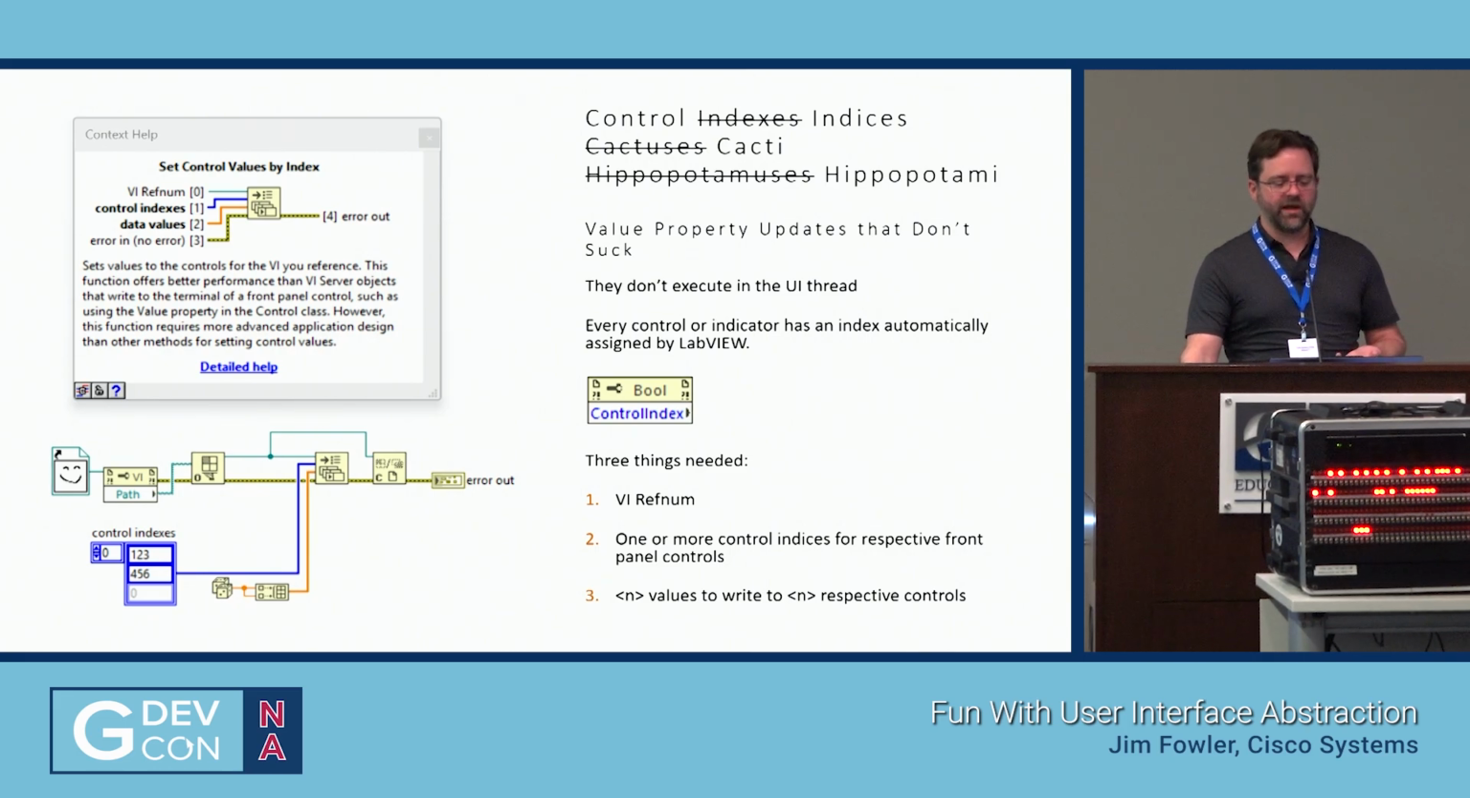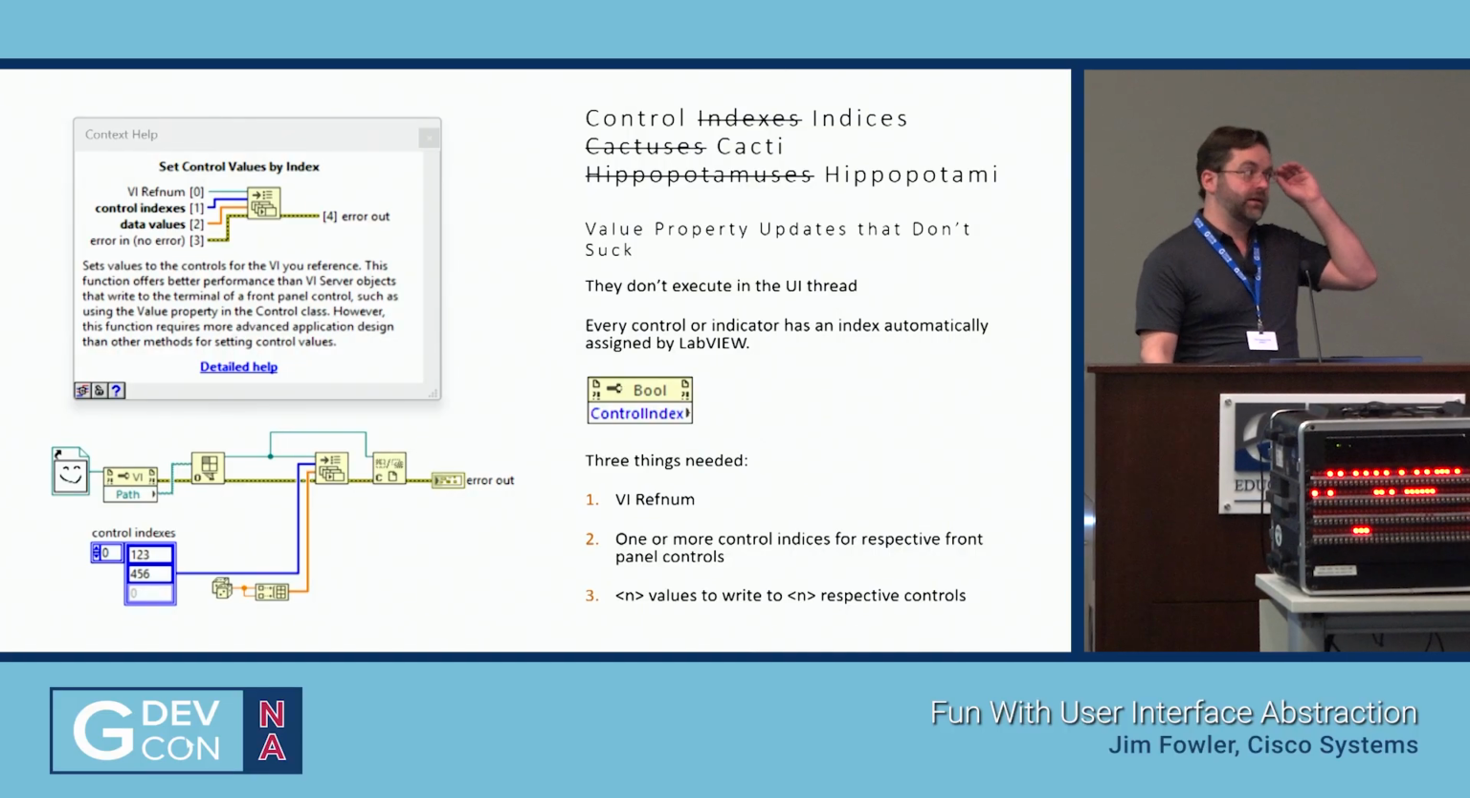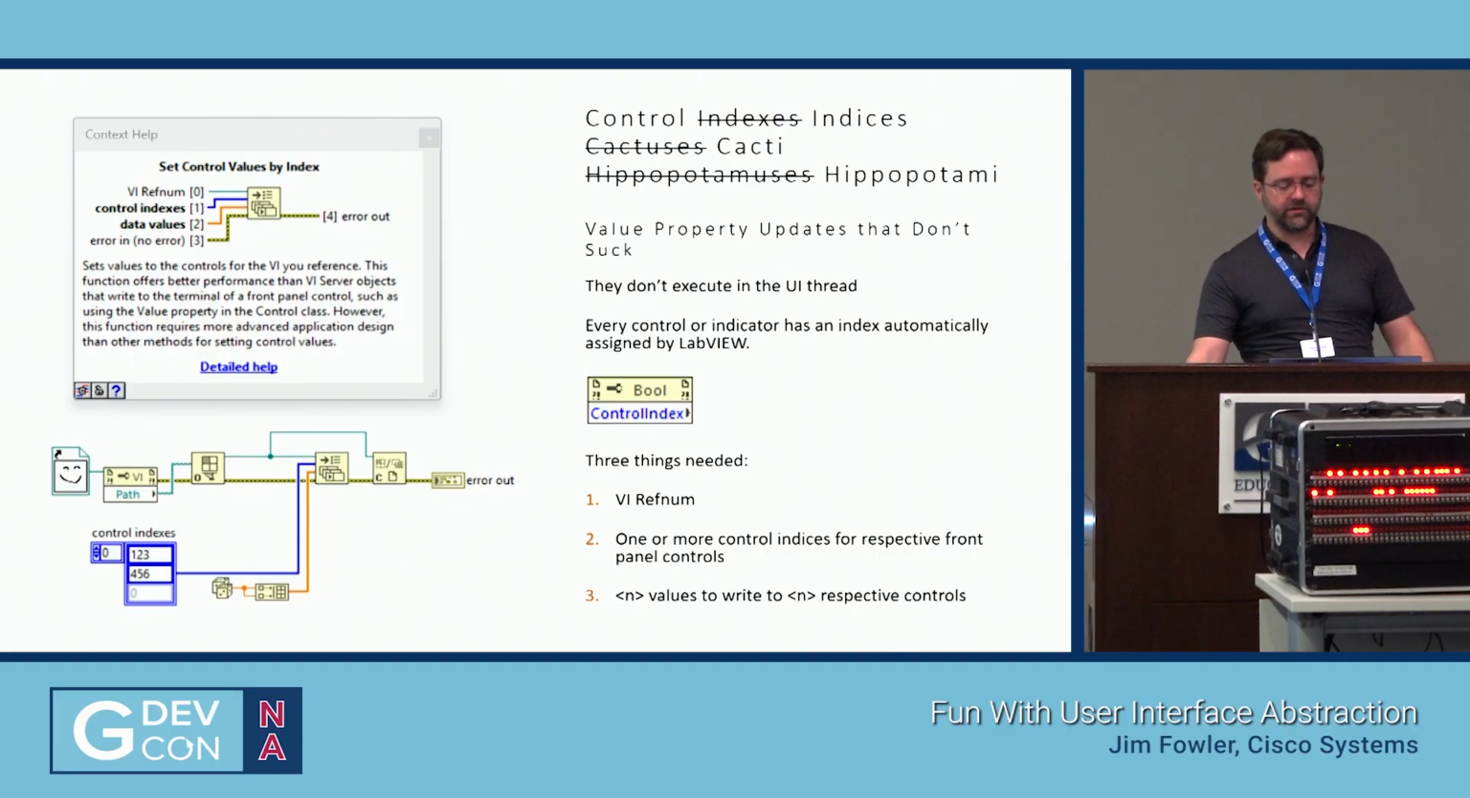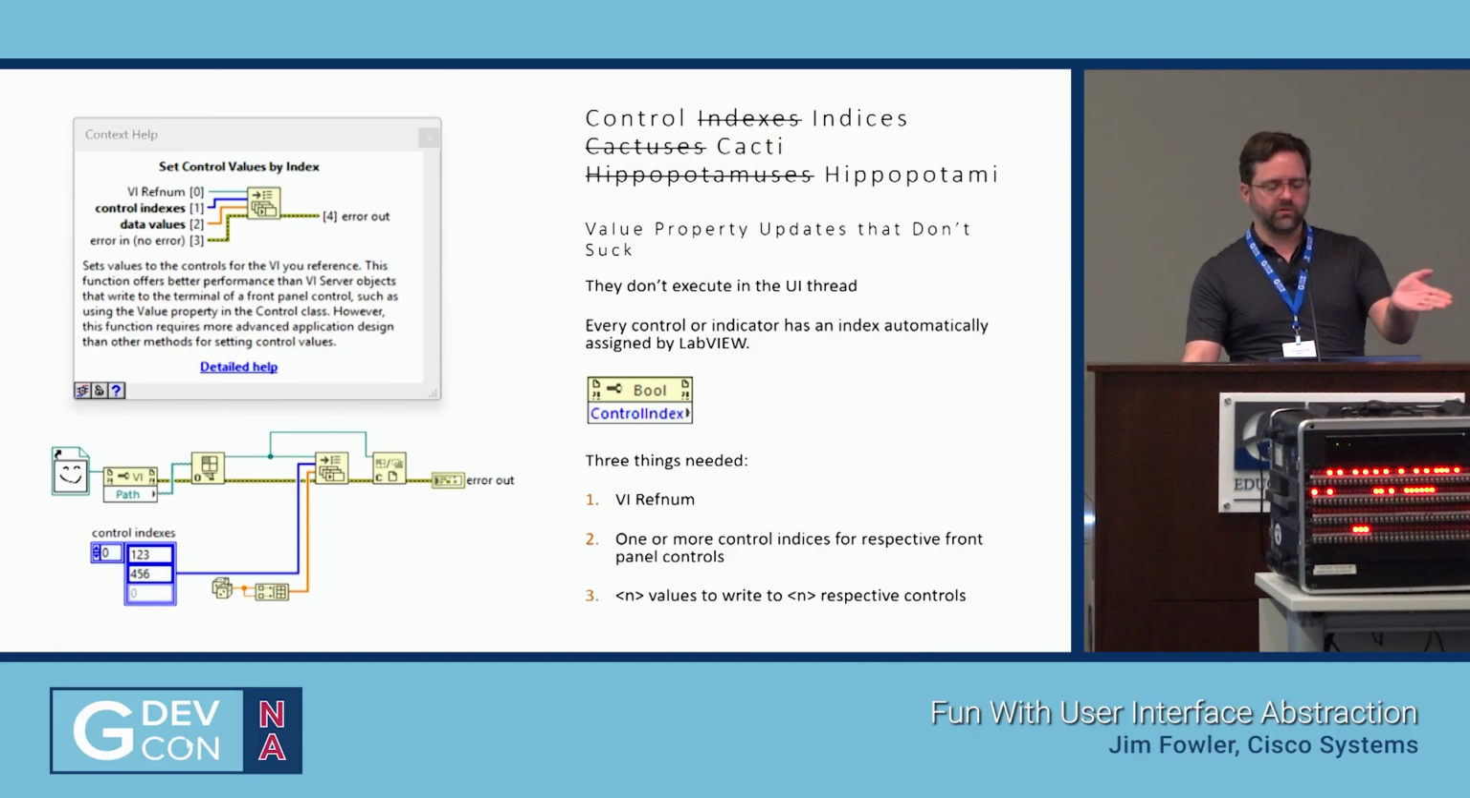They don't execute in the UI thread, which gives you a huge advantage already. Every control or indicator on a given VI front panel has a control index that's automatically assigned. To my knowledge, they're just sequential. They start from 0 upwards, and someone can correct me if they know better than that.